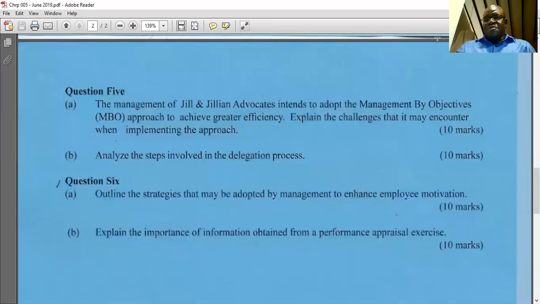So that is it for this paper. Unless there's any question or clarification on it.